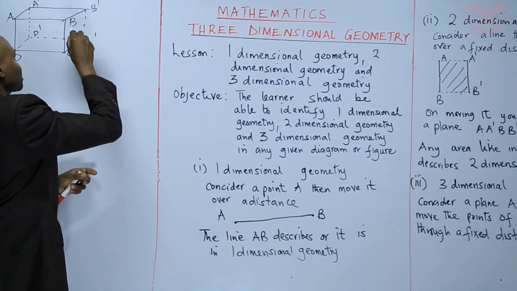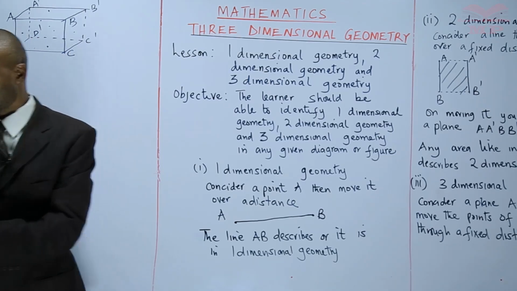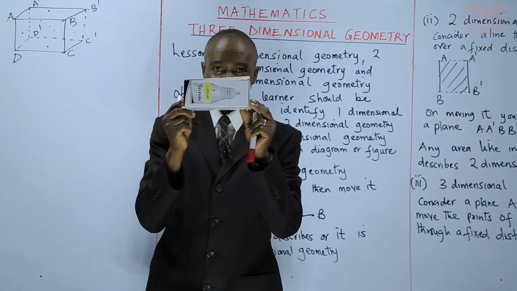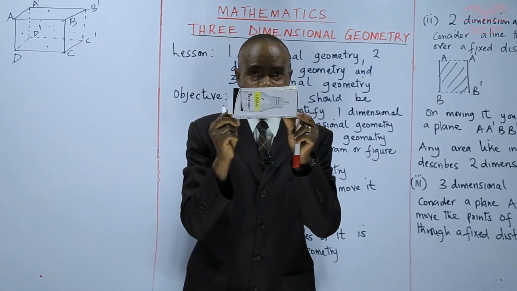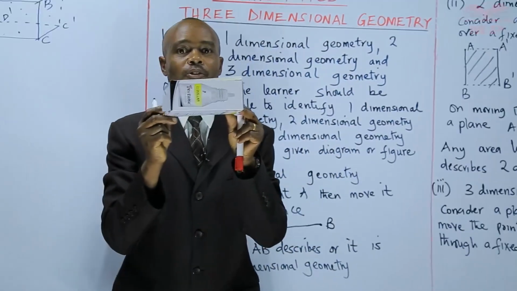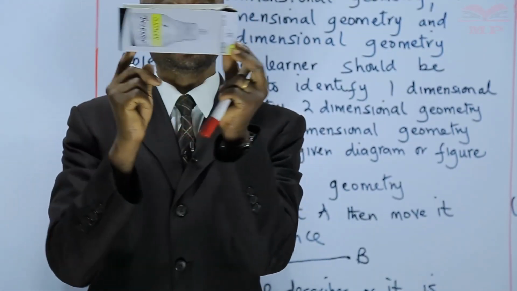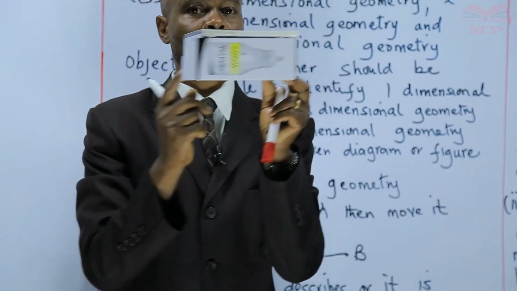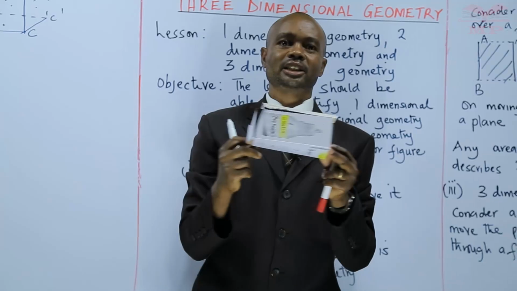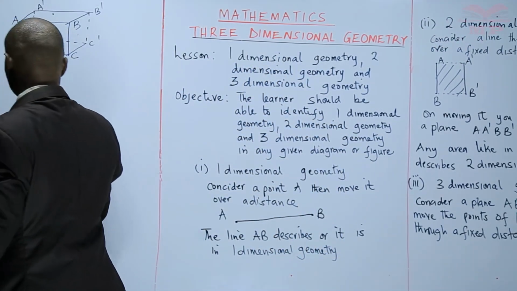You'll end up with a solid similar to that box. So wherever you move an area through a fixed distance, it will sweep through a volume. And that is what you get. You get a volume. So most of the solids that have volume are described in 3-dimensional geometry.